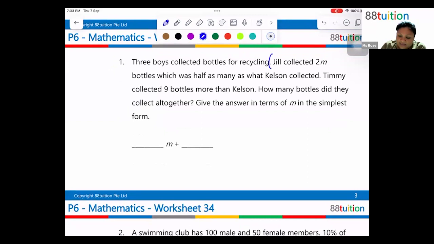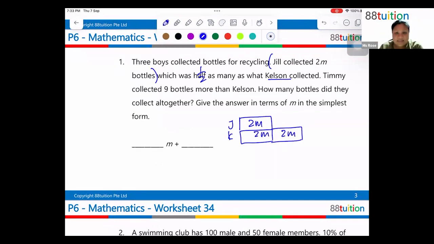Now it says here, Jill collected 2M bottles. So Jill collected 2M, which was half as many as what Kelson collected. So Kelson collected twice the number of bottles that Jill collected. And Timmy collected 9 more than Kelson. Copy everything else. Okay, so this is the total.